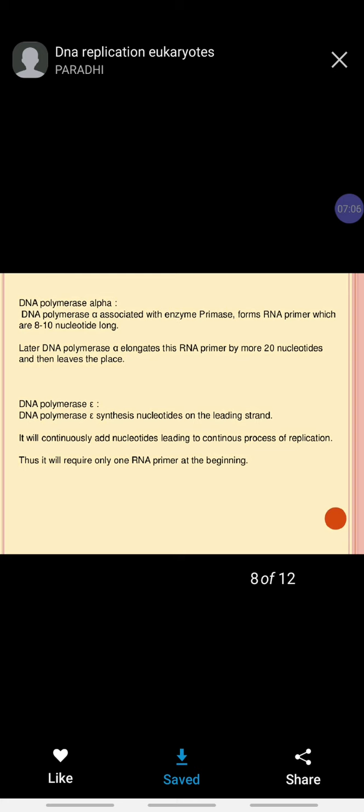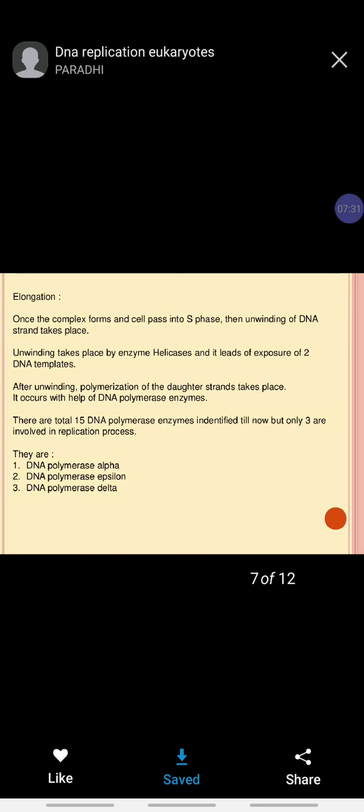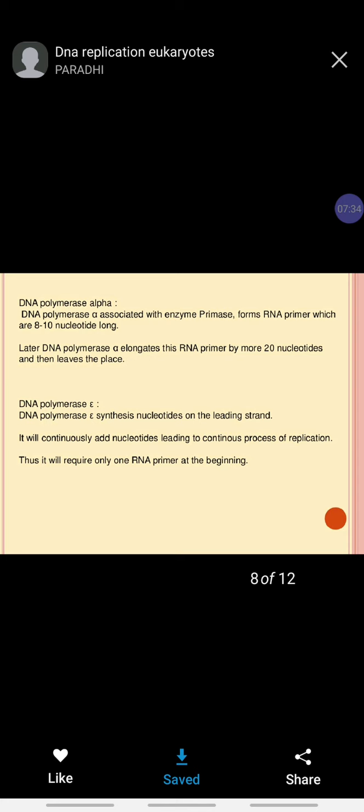and dissociate from that place. Then DNA polymerase epsilon is responsible for the addition of nucleotides on the leading strand. It will continually add nucleotides at the leading strand to continue the process of replication. Thus only one RNA primer is required at the beginning. So DNA polymerase epsilon requires only one type of primer for the initiation purpose. That means the leading strand synthesis is done by DNA polymerase epsilon.